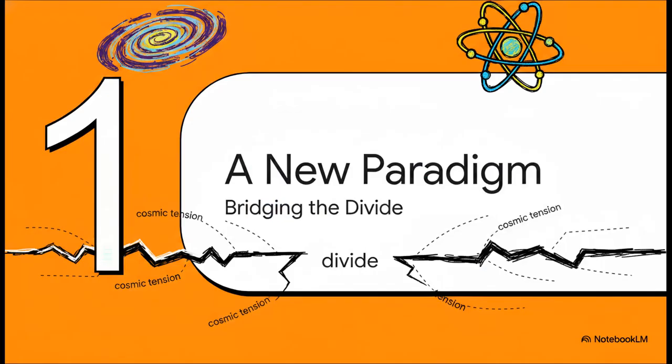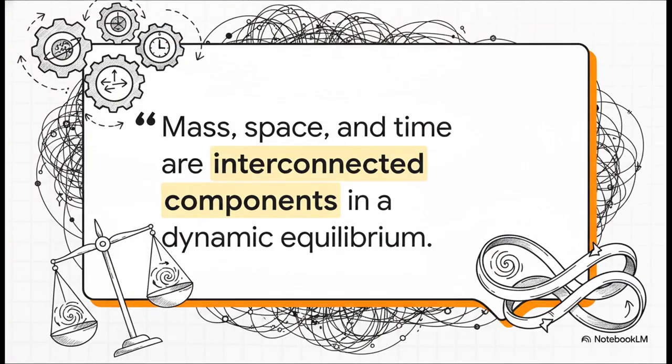Section 1. A new physics paradigm. Bridging the Great Divide. The ozomechanical model tackles the ultimate crisis between general relativity and quantum mechanics right at the root. Instead of just throwing more conflicting equations at the problem, it starts with a completely radical hypothesis. It says that mass, space, and time aren't separate actors on a stage. They are the stage. They're completely interconnected in a dynamic equilibrium. You basically can't change one without pulling on the others.